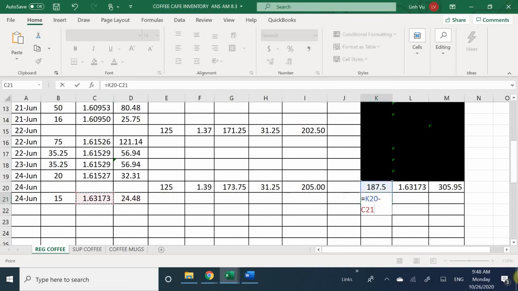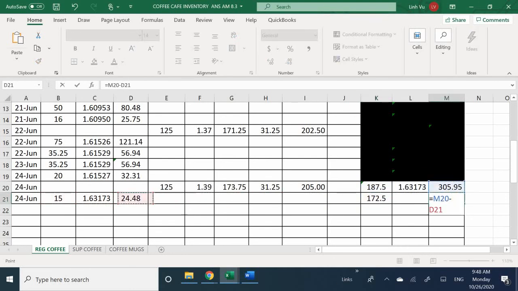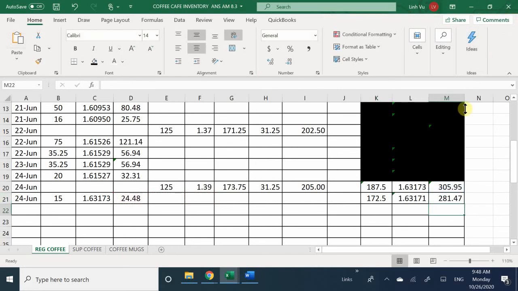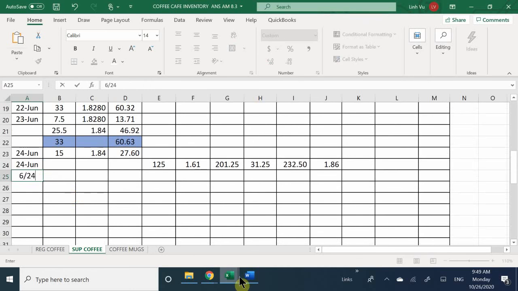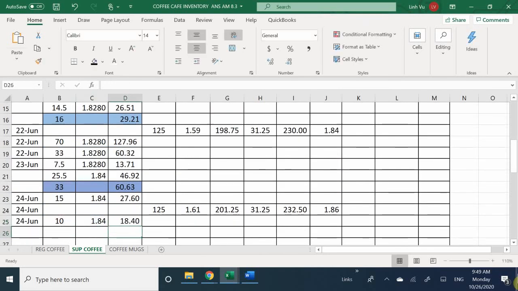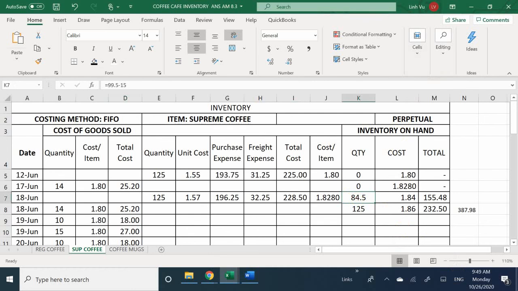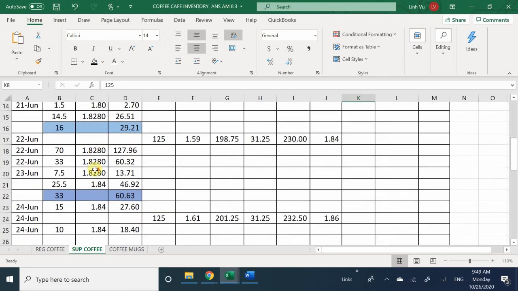So let's go ahead and update our inventory. It's 172.50 and 281.47. Right. Good. All right, then Supreme Coffee, it's 10 at $1.84, so 1840. So let's update our inventory. It's 74.50, first batch. Good. Those numbers are correct.